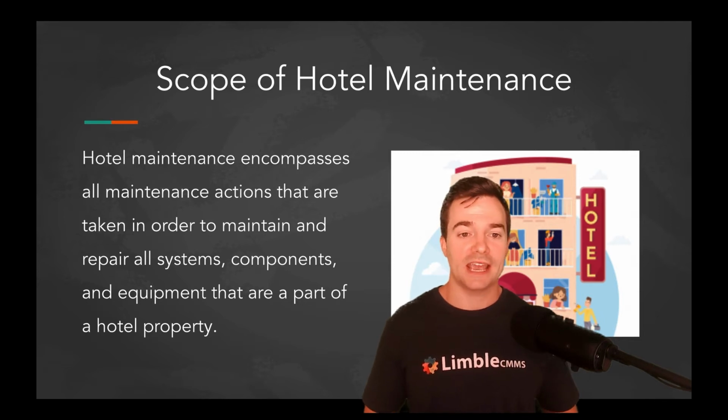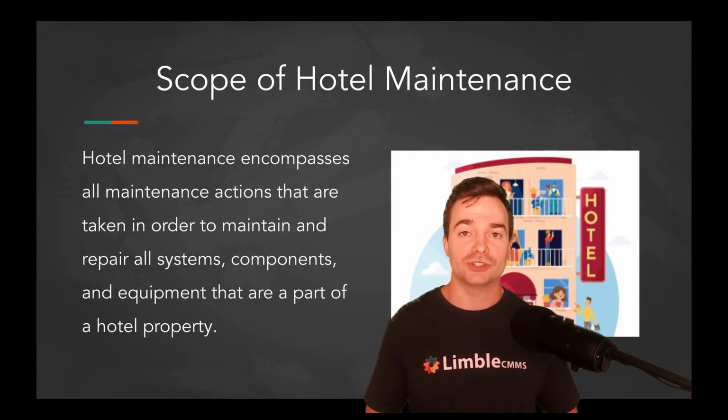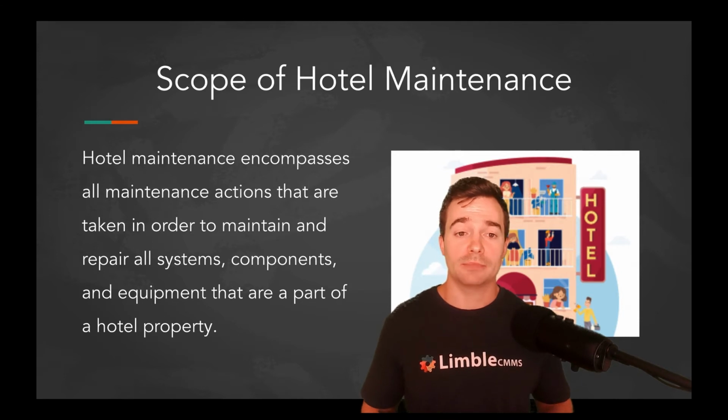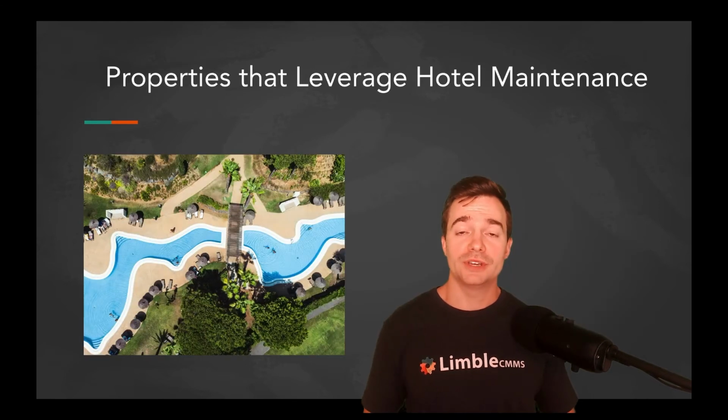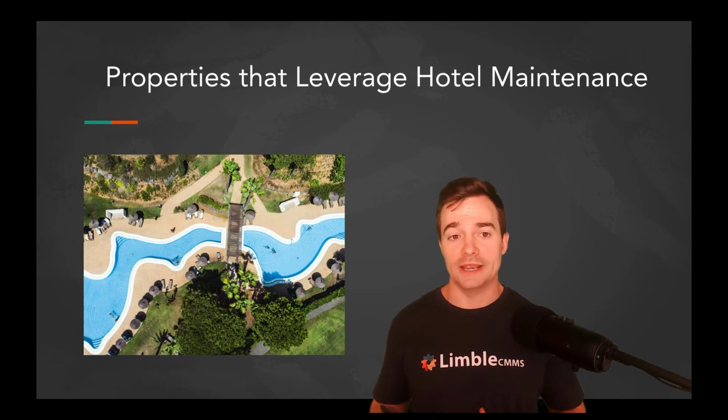Hotel maintenance can be looked at as one type of building maintenance that places extra focus on issues that concern hotel guests. In other words, it puts more emphasis on things like plumbing, HVAC, lighting, and visual representation of the entire establishment. To get a better idea, here are some of the properties that leverage hotel maintenance.